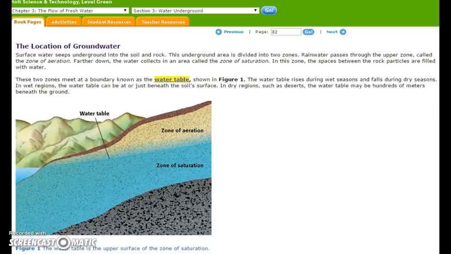So, the water table is the boundary of two zones. So, we look up here and we see zone of aeration, zone of saturation. As I stand here on the surface, if I could see straight down, I would immediately enter this, called the zone of aeration. This means that in this area here, the ground is not saturated with water. That is to say, if I dig up some dirt, I'm going to get dirt. It might be a little moist, but it won't be saturated with water.